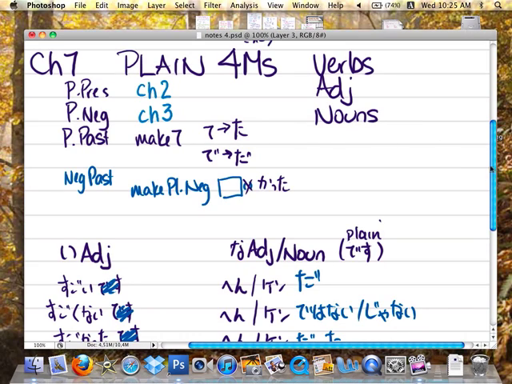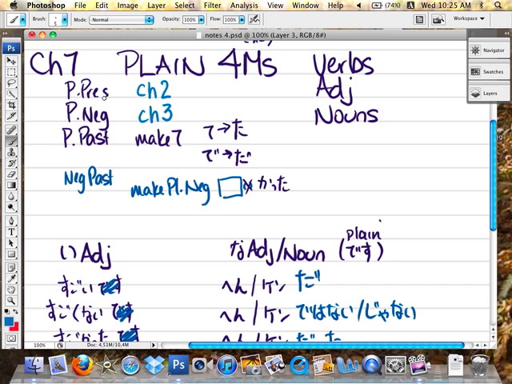Okay, so as I was saying, chapter 2, plain present, chapter 3, plain negative. This is where we saw the plain past. And the plain past drew from the te form, and the te form, as we remember, was chapter 1, which we reviewed. The plain past just relies on you being able to make the proper te form. And once you can make the proper te form, it's just a substitution of a ta for a te or a da for a de. And voila, you've got the plain past.